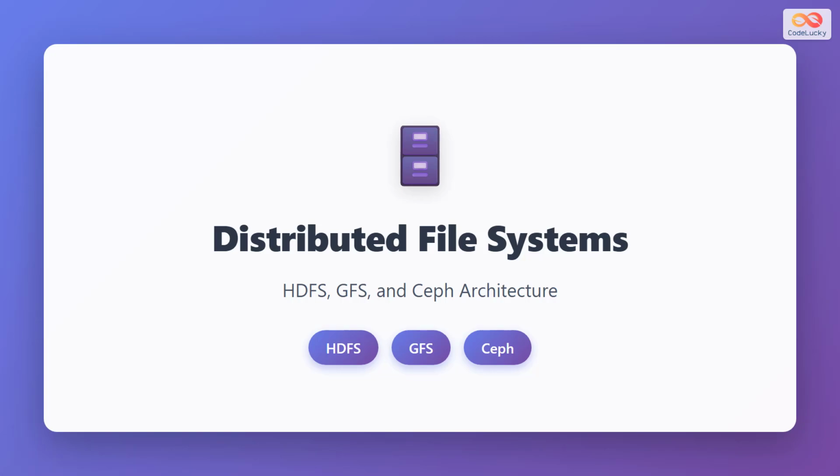Welcome to this video on distributed file systems. In this series, we will explore three major systems that power large-scale data storage and processing across the world: Google File System, Hadoop Distributed File System, and Ceph. By the end of this video, you will understand how these systems work, their key differences, and when to use each one.